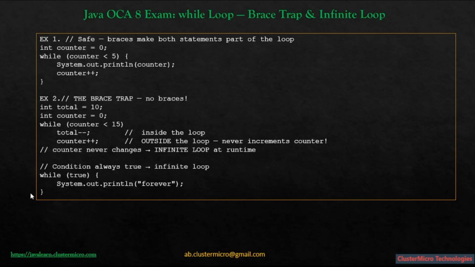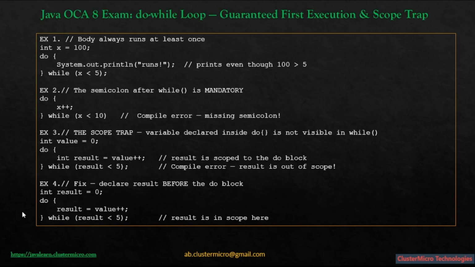The next slide is the do while loop: guaranteed first execution and scope trap. The do while loop guarantees that the loop body executes at least once. This happens because the condition is evaluated after the body runs.